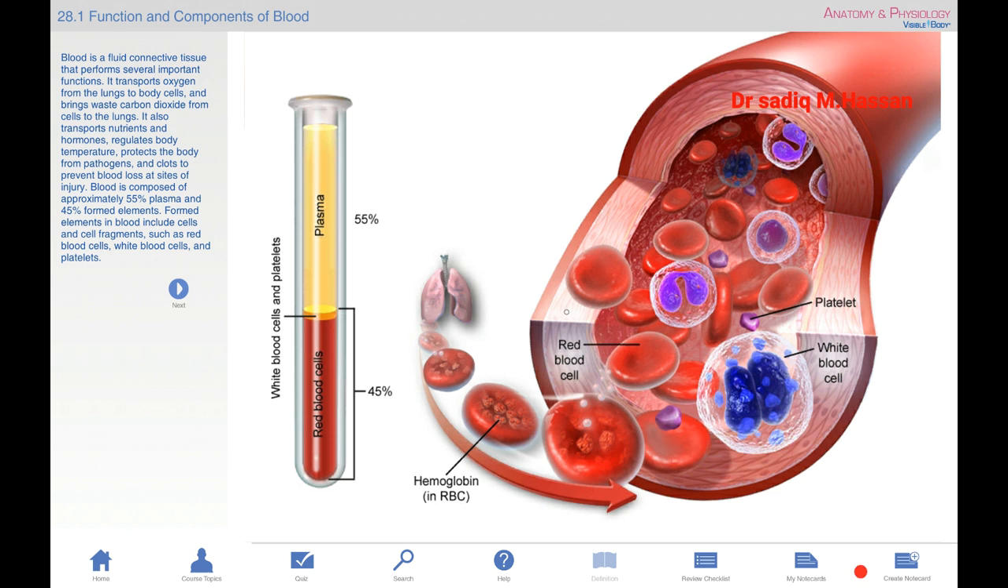So what about the platelets? The platelets, as we see here, are small fragments from megakaryocytes. When it comes to platelet clotting, the prevention of blood loss is a method we call hemostasis, and the body has a three-phase hemostatic mechanism.